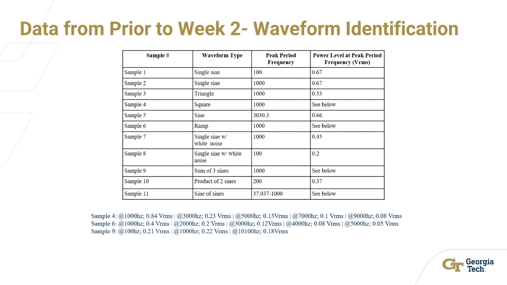And you can see the peak period frequencies and power levels at peak period frequency for each of these in the table listed. But note for samples 4, 6, and 9 that there were additional ones as well, with sample 4 having peak frequencies at 1,000, 3,000, 5,000, 7,000, 9,000 hertz. Sample 6 having peak frequencies at 1,000, 2,000, 3,000, 4,000, 5,000 hertz. Sample 9 having peak frequencies at 100, 1,000, and 10,100 hertz. And the corresponding peak power levels are listed next to those, which you can pause and read.